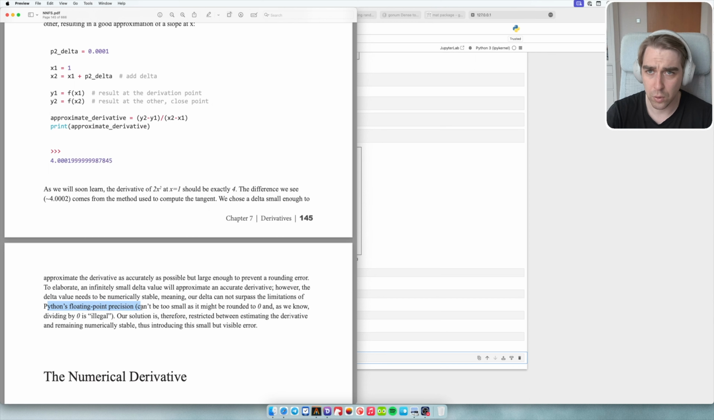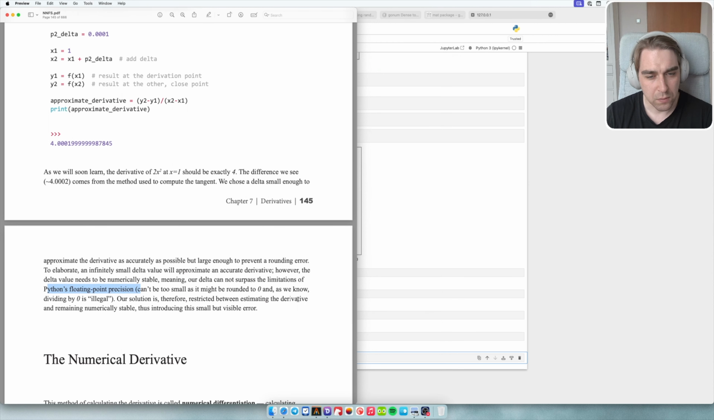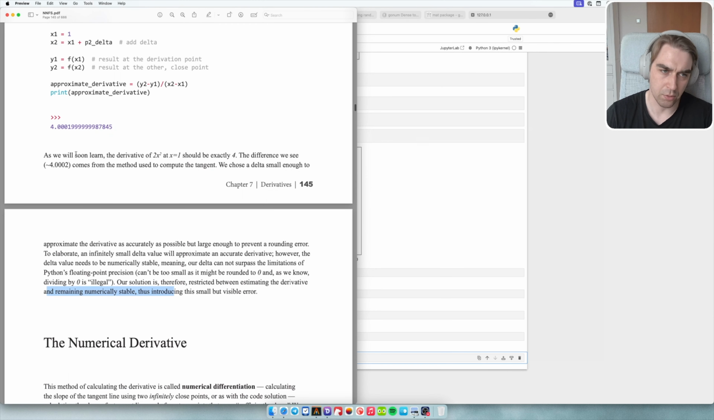For example, in Go, I think we have float64 and float32. So the accuracy that you can calculate for float64 is higher, just because the number is way larger and you can use even smaller values and not cause overflows and other problems. Our solution is therefore restricted between estimating the derivative and remaining numerically stable, thus introducing a small but visible error. So this is the error of the calculation.